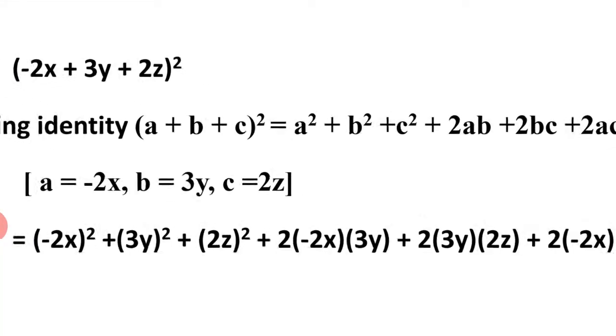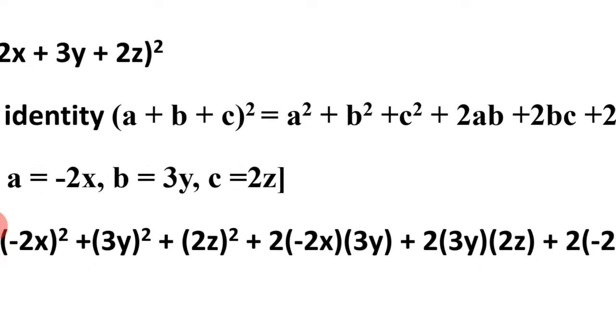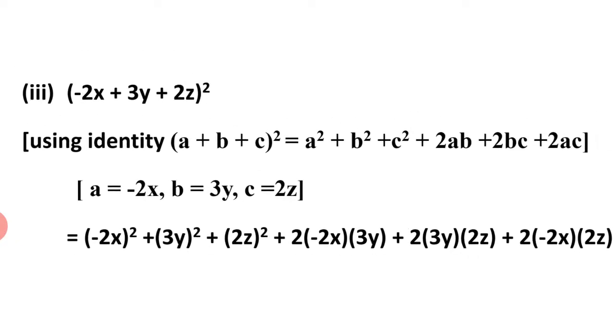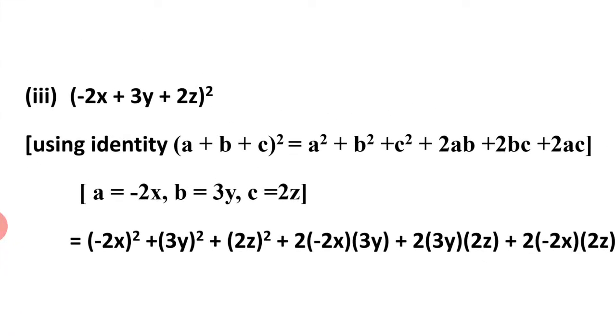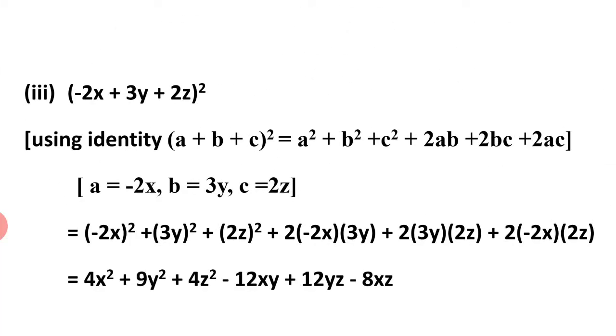Here you will find 2 into minus 2x. See, I have used the brackets, and you should also use such brackets. So it will be 2 into minus 2 into 3, minus 12xy, because then only you will be able to get the correct answer. So let us go to the next step and you do the calculations on your own. So 4x square plus 9y square plus 4z square minus 12xy plus 12yz minus 8xz. Very easy to get if you know the identity properly.